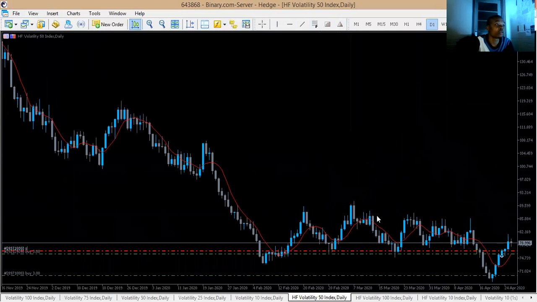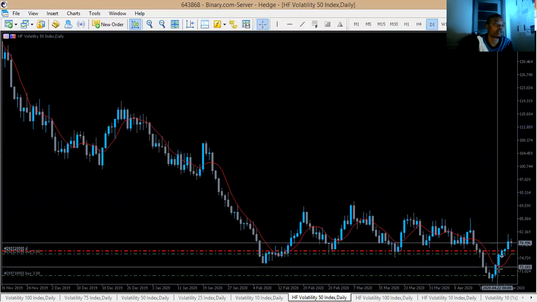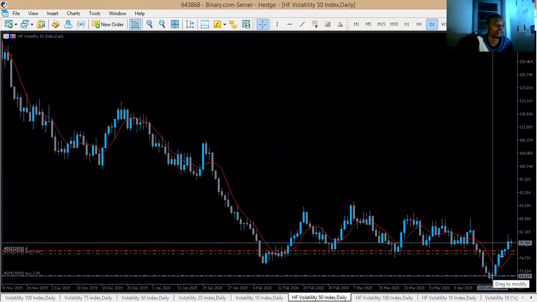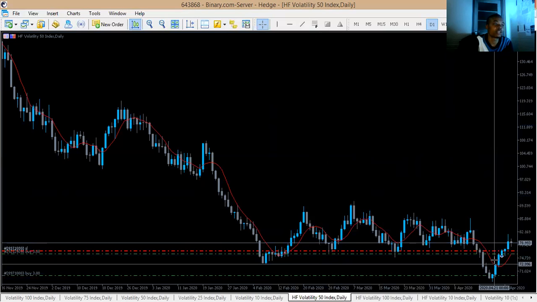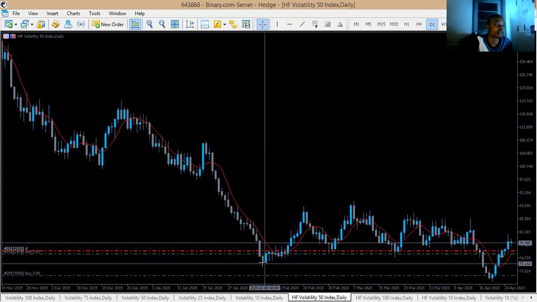Then I've got this one as well. That's the HF50. I've got two long trades. I took one here, first one here on 20th. Second one, I took it here, but I wasn't patient enough because I saw this place. It was a sensitive place.